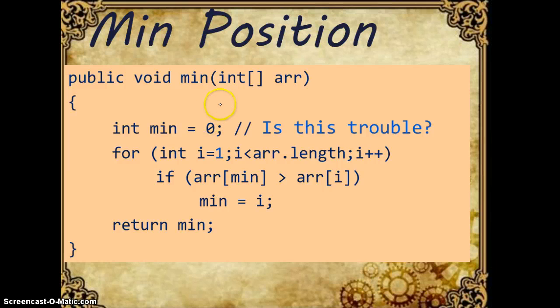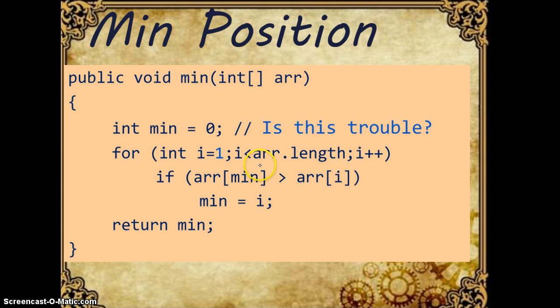So I'm going to set my min to 0, and I'm asking is this trouble? It's not trouble, because I'm claiming the minimum position is at 0, not the minimum value. So that's a safe assertion. I'm starting at 1 just because I can, just like I could start at 0, it really doesn't make a difference. And I'm going to ask myself, is the value of the array at min, currently 0, less than the value of the array at I?